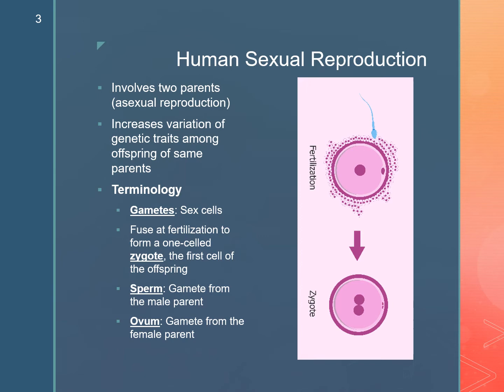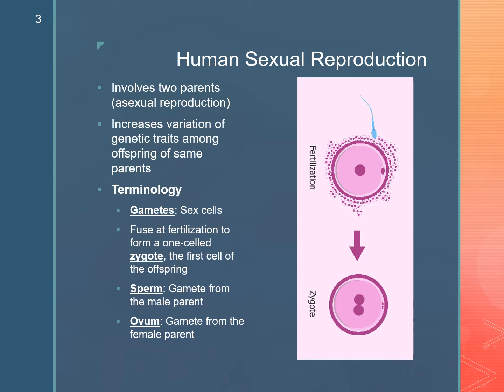This is significant because when gametes divide, the genetic material inside has a way of randomly reshuffling itself, or recombining. So what this does is it increases the variation of the genetic traits among offspring of the same parents. That's why you look similar to your brother and sister or your mother and father, but you don't look identically the same in most cases.